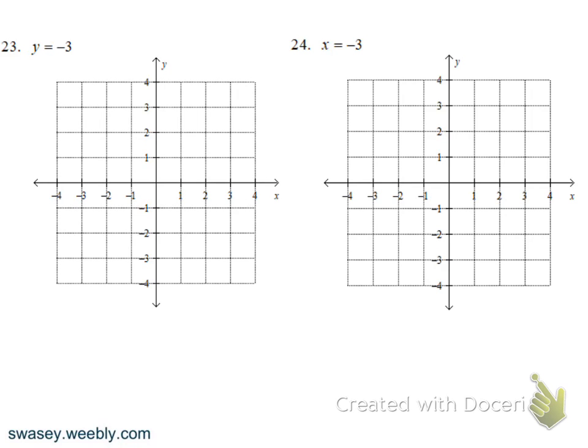For 23, we only see y, so we're going to look for -3 on the y-axis, and then we'll draw that horizontal line. Y equal to a number is always horizontal, x equal to a number is always vertical. So on 24, x is -3. Find -3 on the x-axis, and then draw the vertical line that goes through that point.